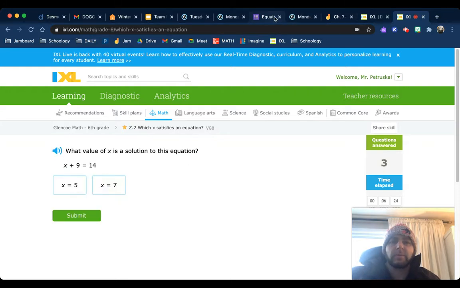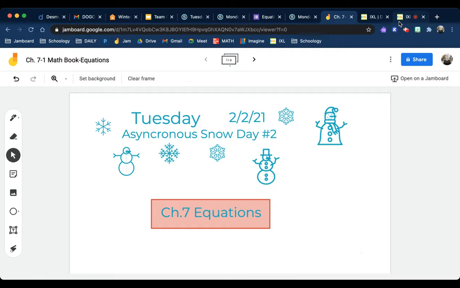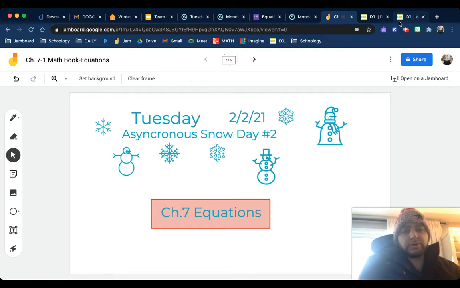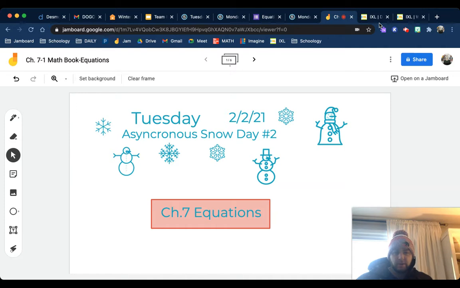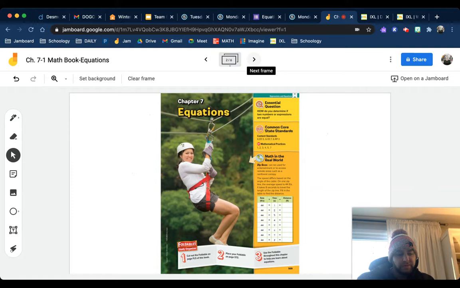Now, I'm going to pull up a Jamboard. Within this Jamboard, it just says Tuesday, 2/21, Chapter 7 equations. In our book, if you have the actual book, awesome. If you don't, that's okay. Remember, you can always sign on to our math series. It's in this week's folder. Scroll down underneath Monday and Tuesday. Now I'm going to turn it over to the next page.